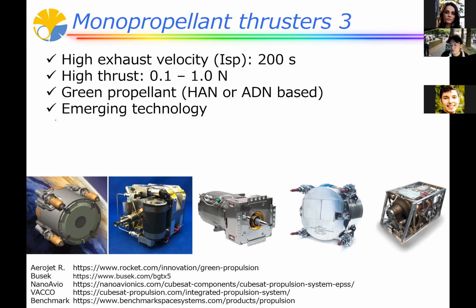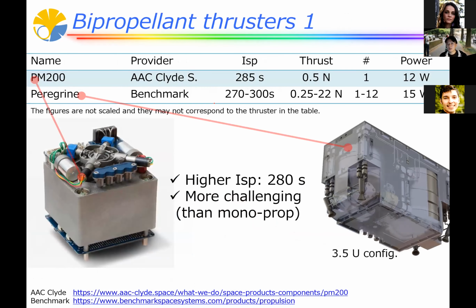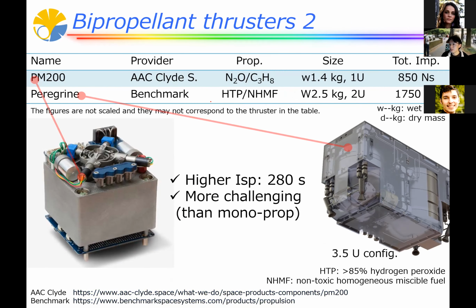Compared with previous results, it can be called an emerging technology. But here they are appearing, so very, very promising. And the next one is a bipropellant thruster. In terms of technology, this is more difficult than monopropellant. So the number of candidates is fewer than previous ones, but there are some. In this case, two examples, with higher specific impulse and higher thrust. And this is the propellant and the size. And of course, for a bipropellant thruster, we need two types of propellant, like this or like this.